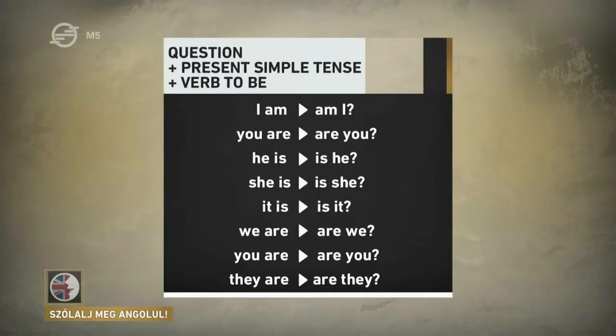I am becomes am I. What about the rest of the verb to be? Can you remember? I am becomes am I. You are becomes are you. He is becomes is he. She is becomes is she. It is becomes is it. And the plural forms? We are becomes are we. You are becomes are you. They are becomes are they. Good. Excellent. Great. Fab.